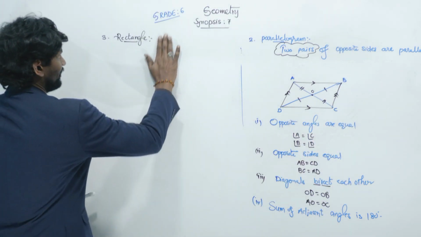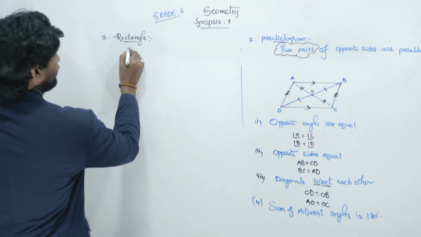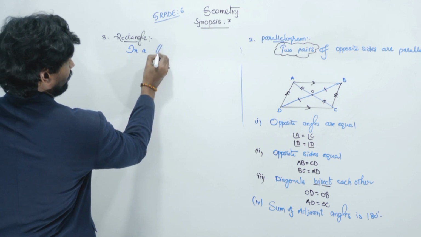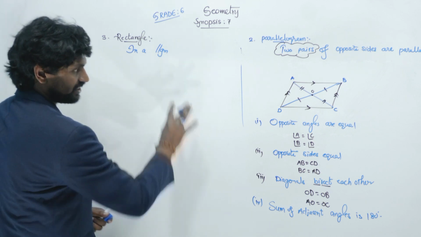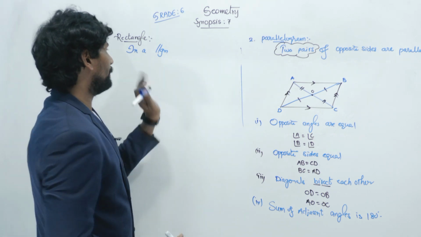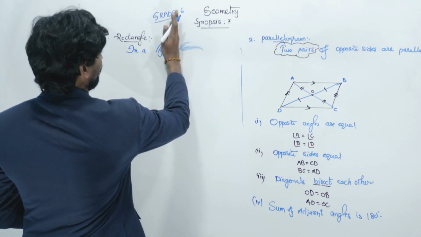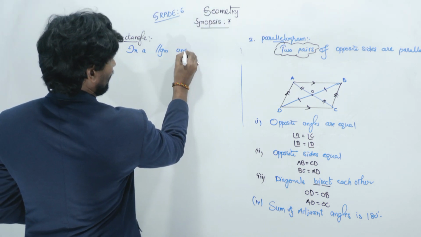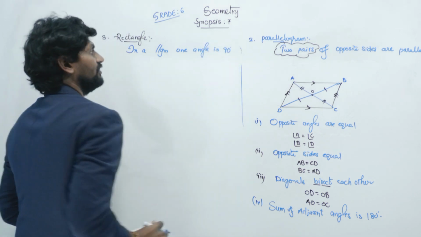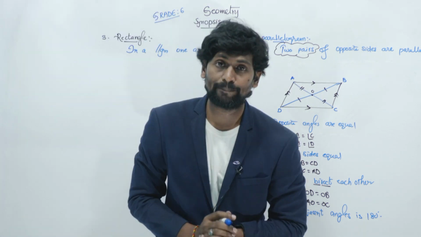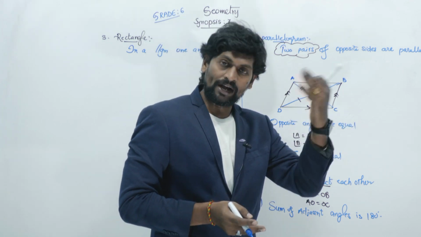Okay. Now rectangle. That's why while writing the definition of the rectangle also, we write 'in a parallelogram'. We can write it like this as a shortcut for parallelogram. In a parallelogram, each angle or any one of the angles, in a parallelogram, one angle is 90 degrees.